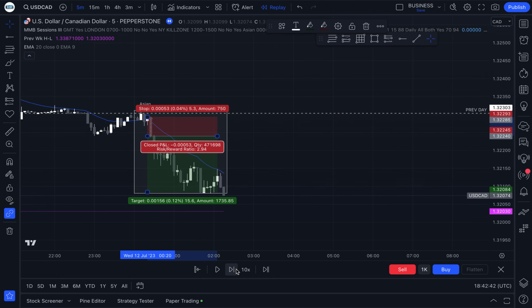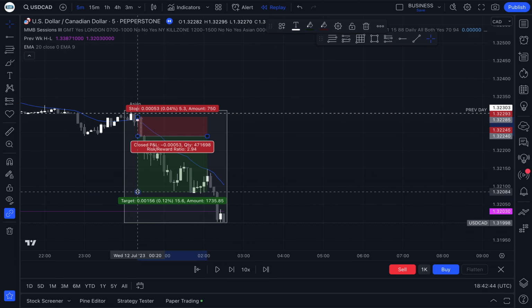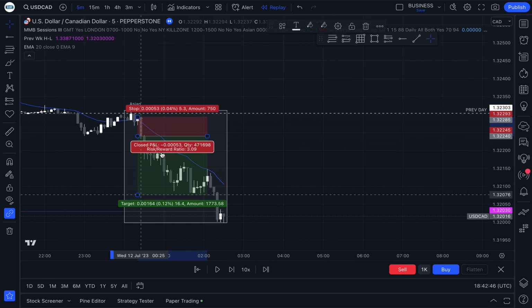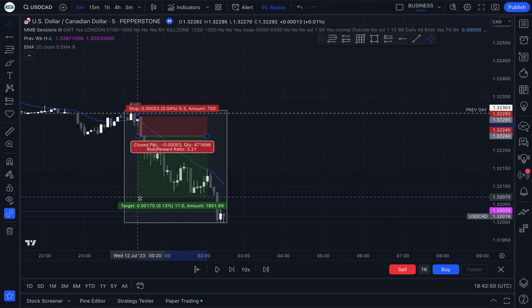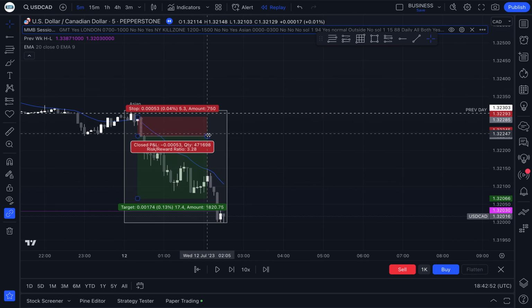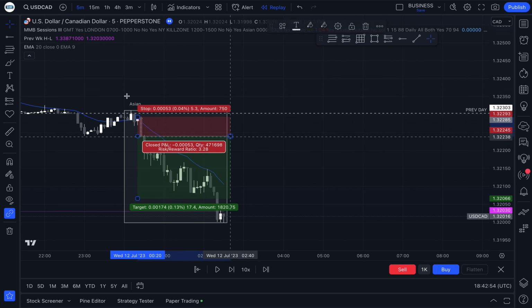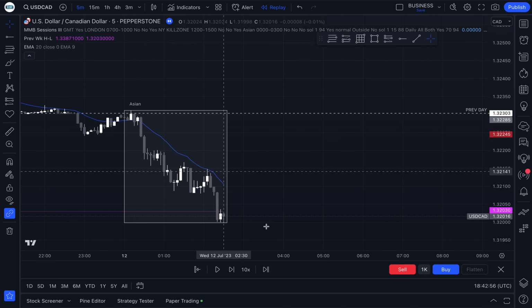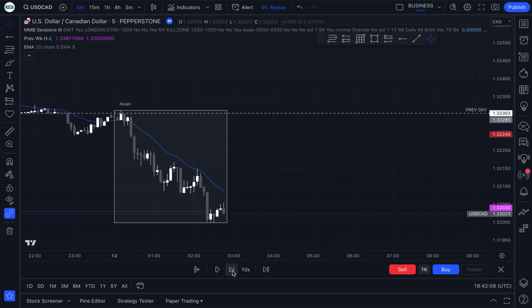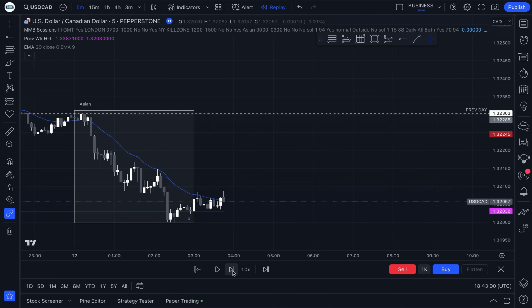Probably go slower. Okay, yeah, so that's a possible 1:3. I'm always looking for 1:3s to close on. So that would have been a possible trade. But I don't trade in the Asian session, so you just let that go and let price move on.